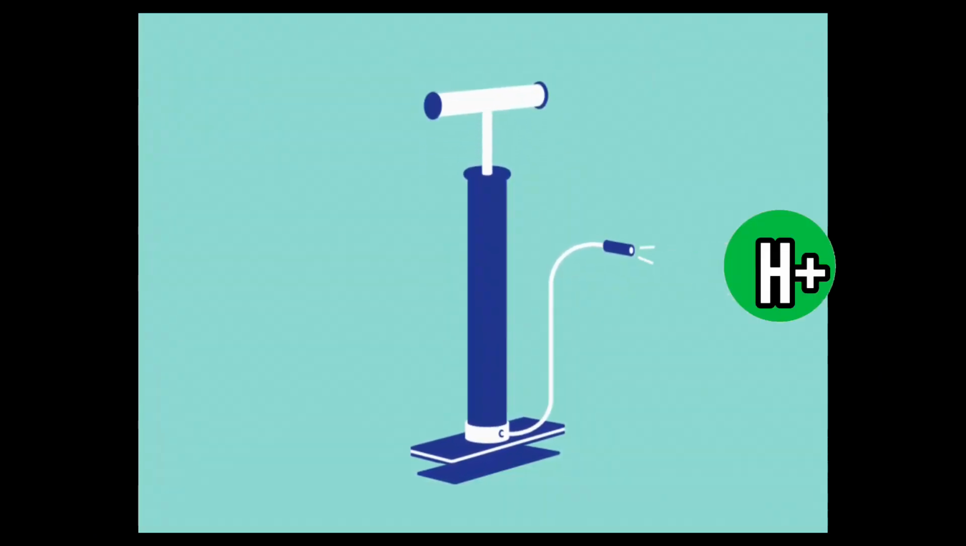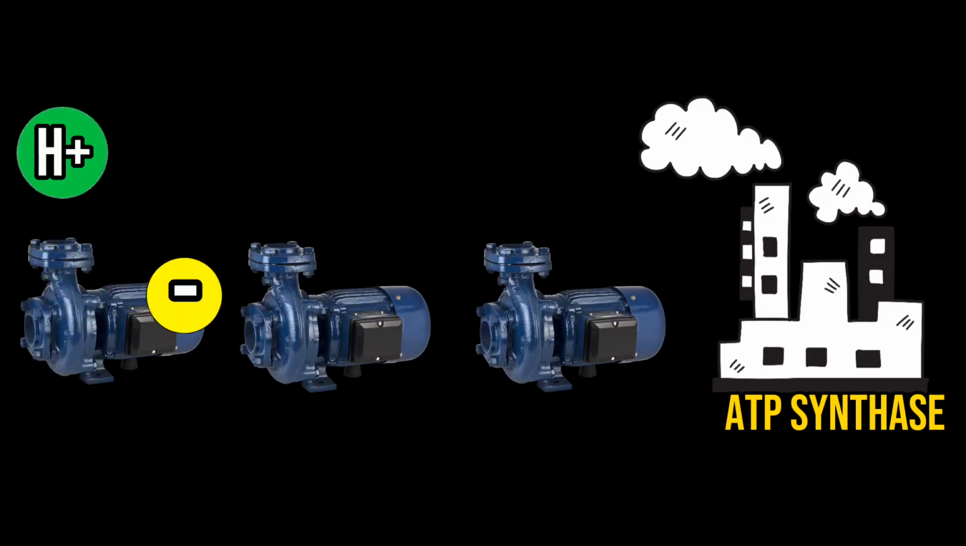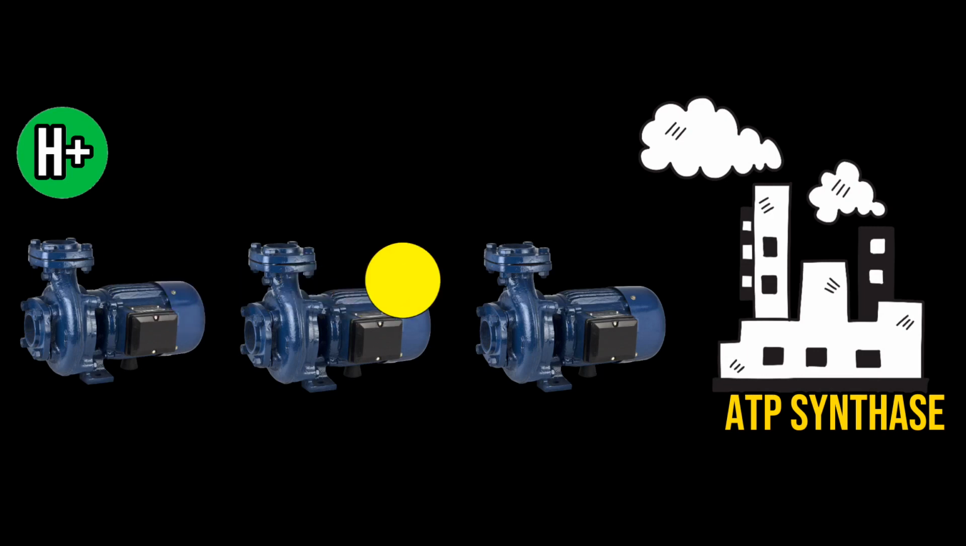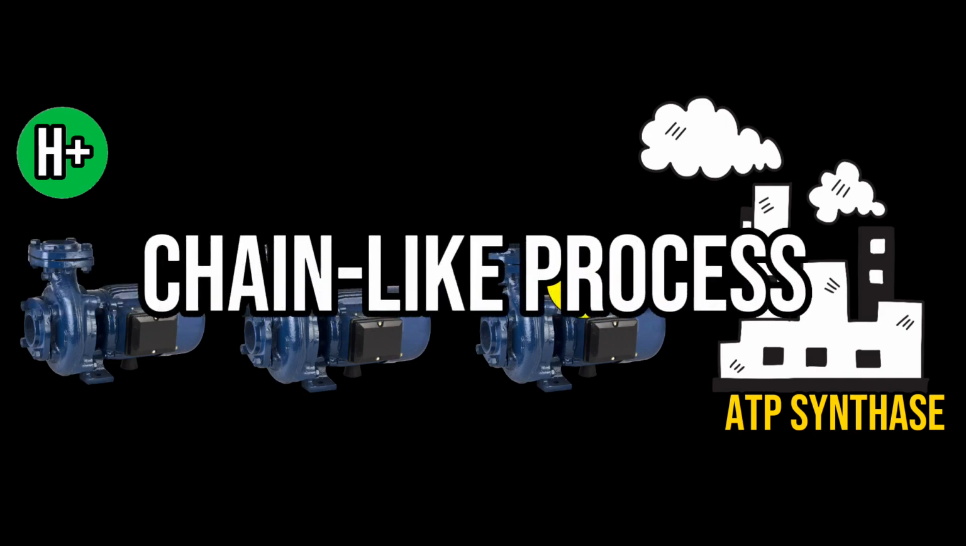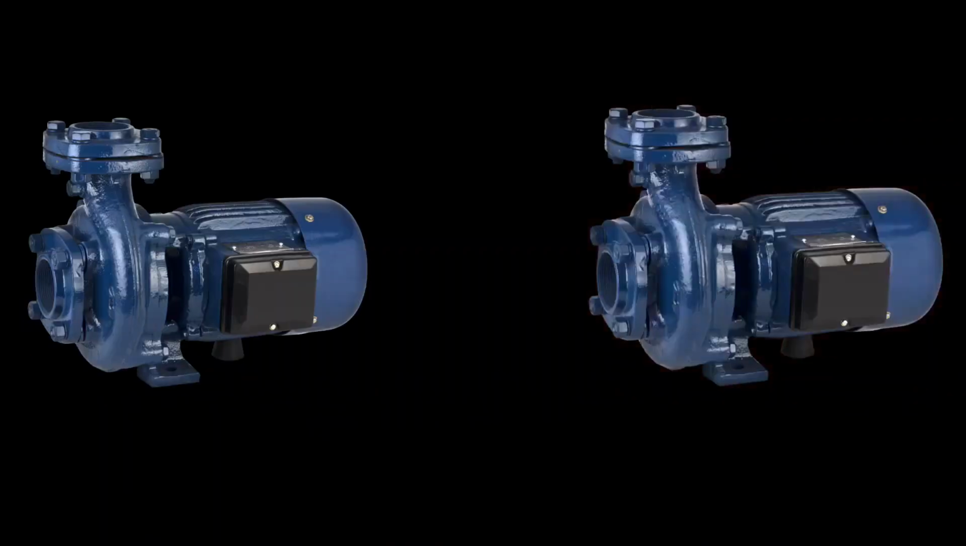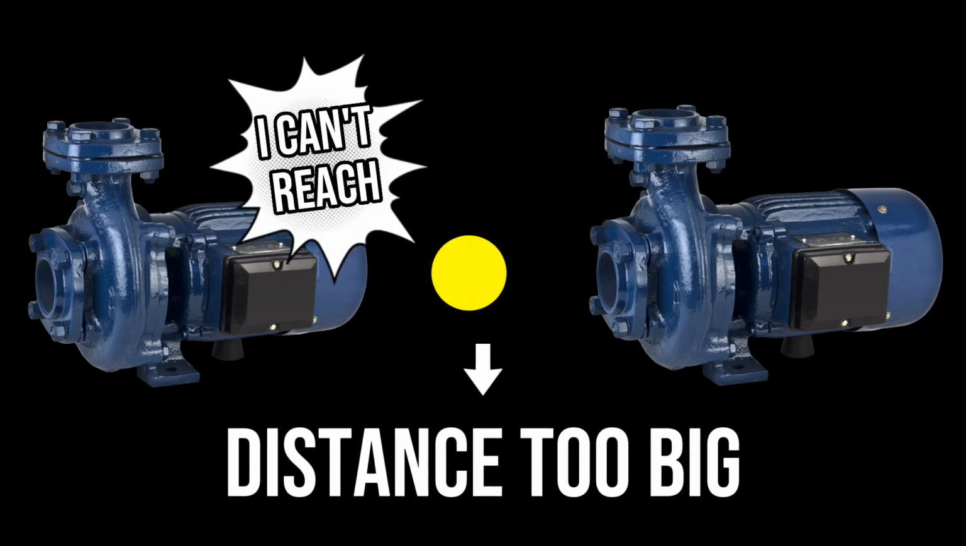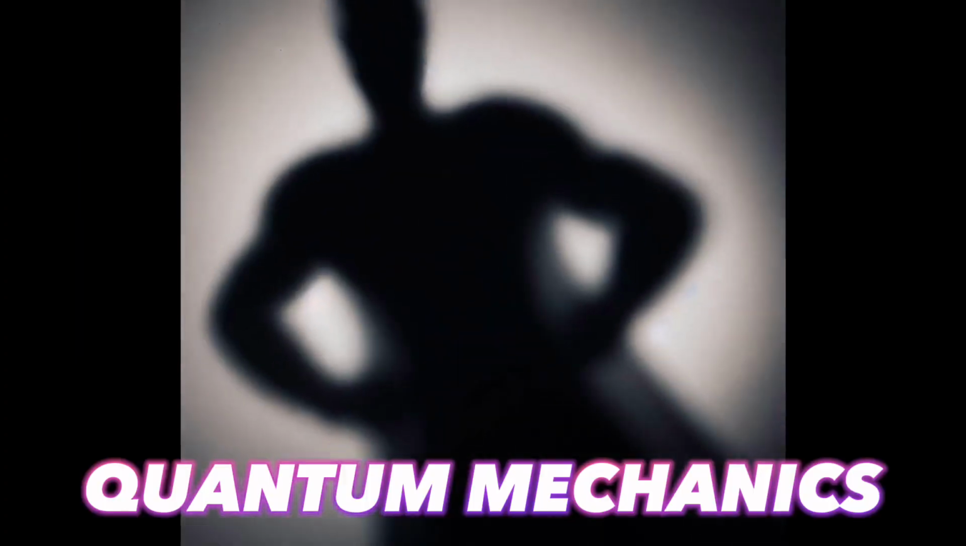This energy is obtained by pumping out hydrogen ions by each enzyme in something called the respiratory chain. After pumping out the hydrogen ions, the enzyme captures the energy that was left by the ions and passes it on and on to the next enzyme, creating a chain-like process. However, there's a problem here. The distances between each enzyme in the respiratory chain is too big, making it difficult for electrons to travel from one enzyme to another. Here's where quantum mechanics comes in.